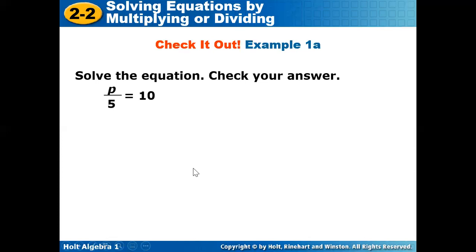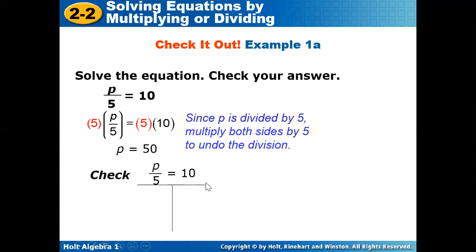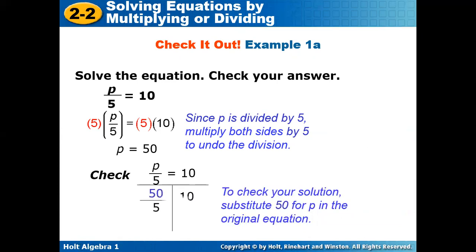All right, you can do this one on your own. Pause the video, and then come back for the solution. So we are dividing P by 5. So we're going to multiply by 5 to get rid of the 5 on this side. We're going to do the same thing to both sides. So we're going to multiply 10 by 5. It's going to give us P is equal to 50. And we can plug it back into our original equation. 50 divided by 5 does indeed equal 10.